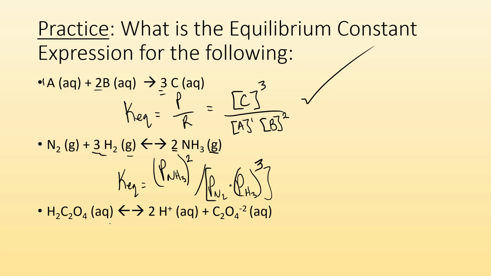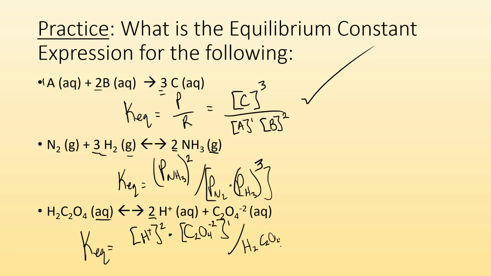All right, and the last one we have, again, aqueous solutions. So we're going back to using the concentrations. KEQ is going to equal, products go on top. So I got this H+ ion squared because of the 2 coefficient times the C2O4 ion, and that's going to be to the first power, all over the H2C2O4 concentration, which is also to the first power because of the 1 there.